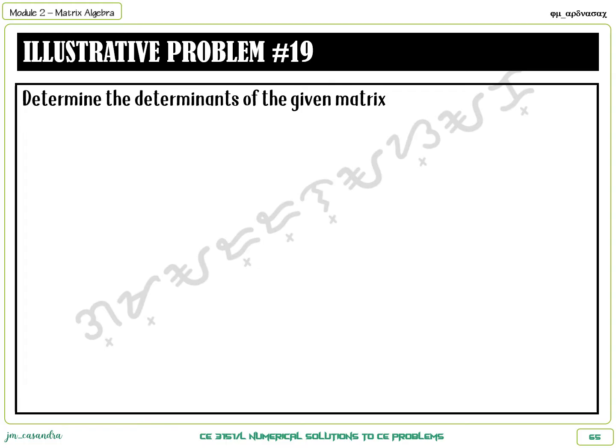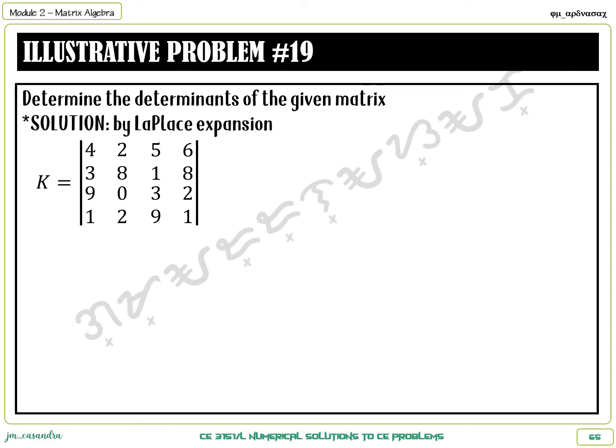Okay, so let's solve another example. For the given matrix Q, let us solve the determinant. So we are given now a 4 by 4 matrix, so we cannot apply the Sarrus rule. So in here, we're now applying the Laplace expansion.